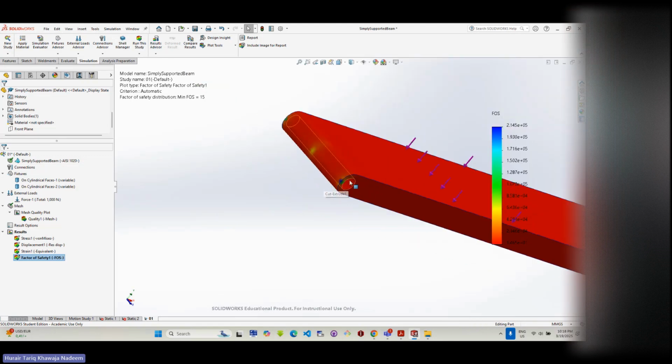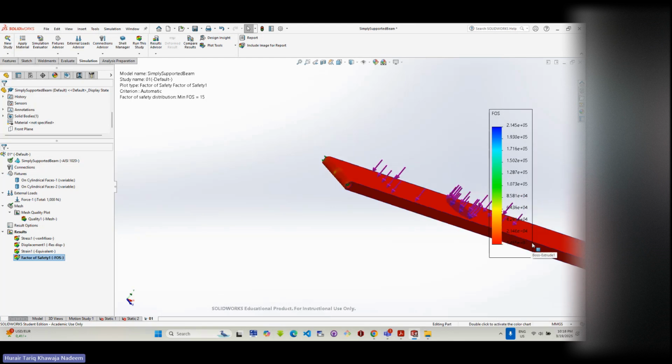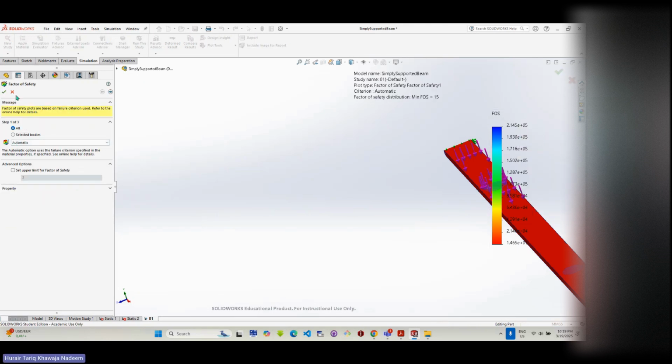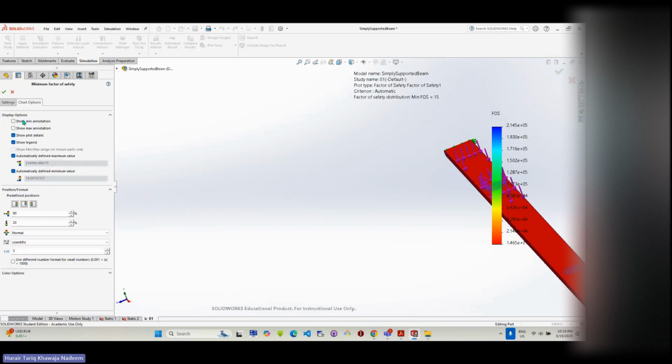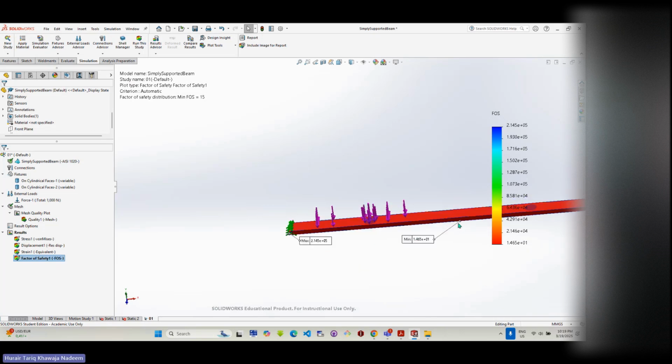But anyway, this is not actually the area of our interest. The area of our interest is actually the middle portion, where you have a very high factor. And again, you can click on edit definition, not this one, chart options, and click show maximum and minimum. It is going to show you where the maximum lies and where the minimum lies. So the maximum is actually in the middle.